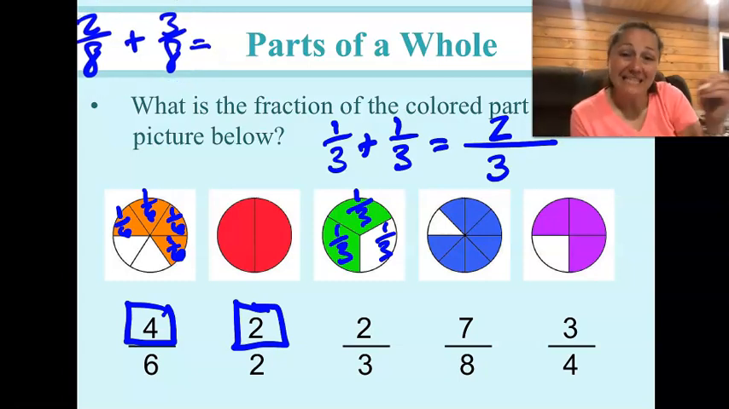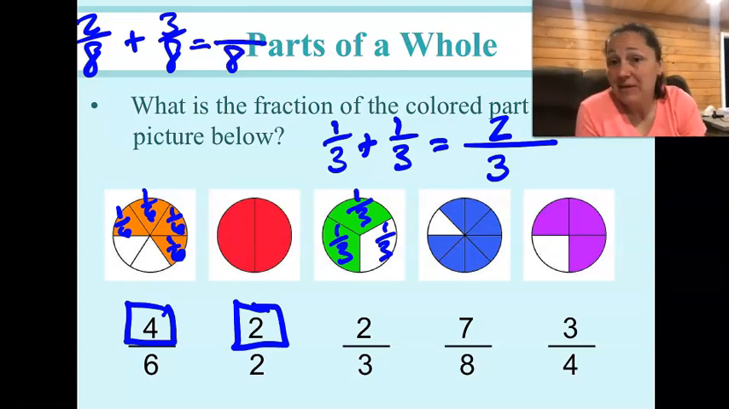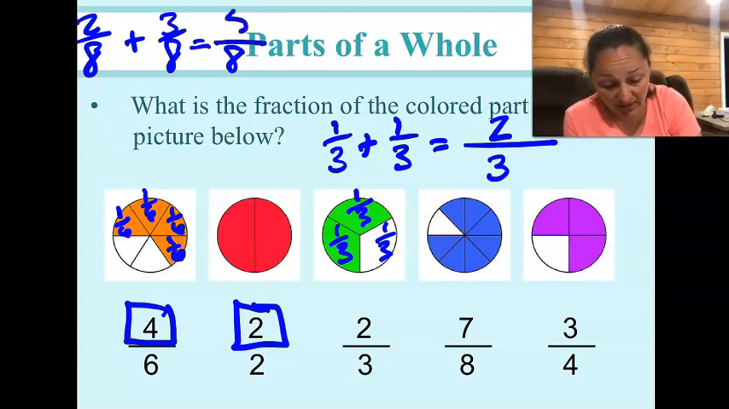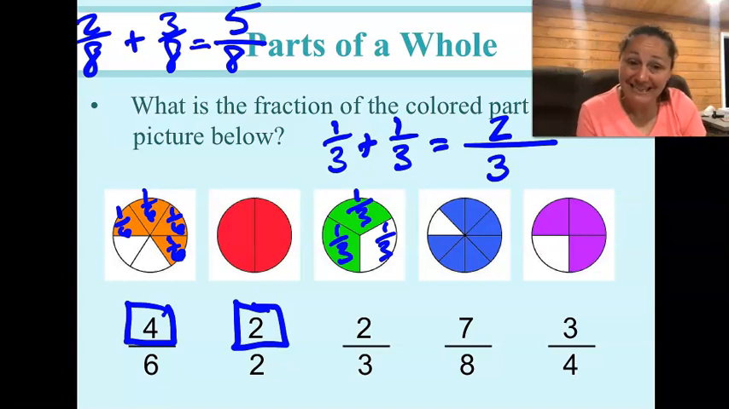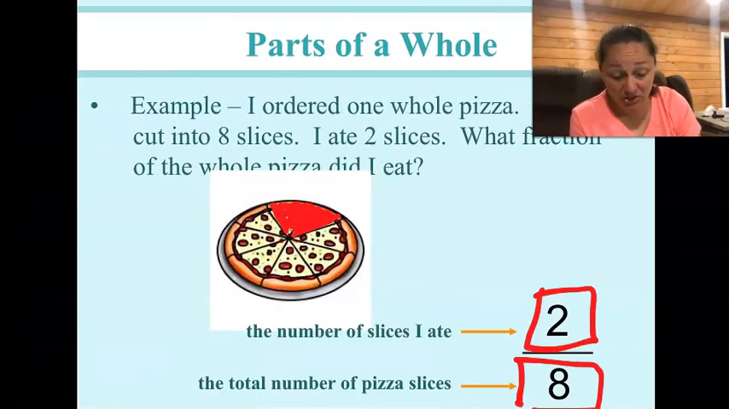So I know my denominator stays the same. So that would be 8ths, and I just add the top. How many pieces did I eat? 2 plus 3 is 5/8. And you could see that if I looked at my 8ths pizza. Let's go back to my pizza here. My pizza that's cut into 8ths.